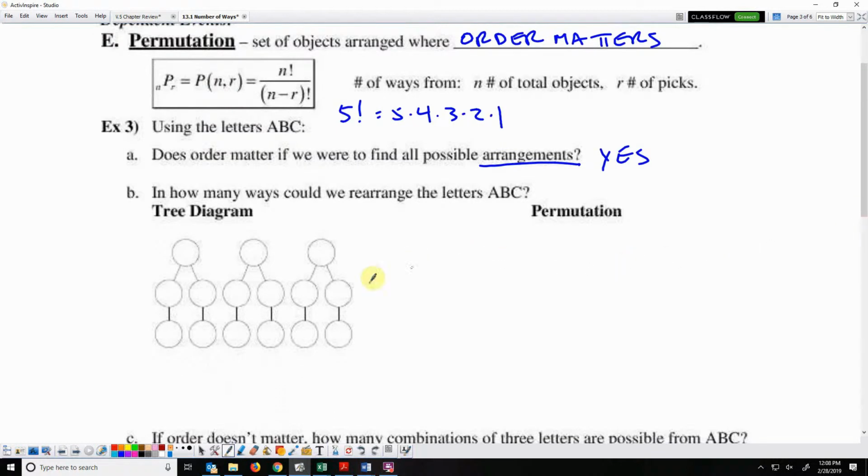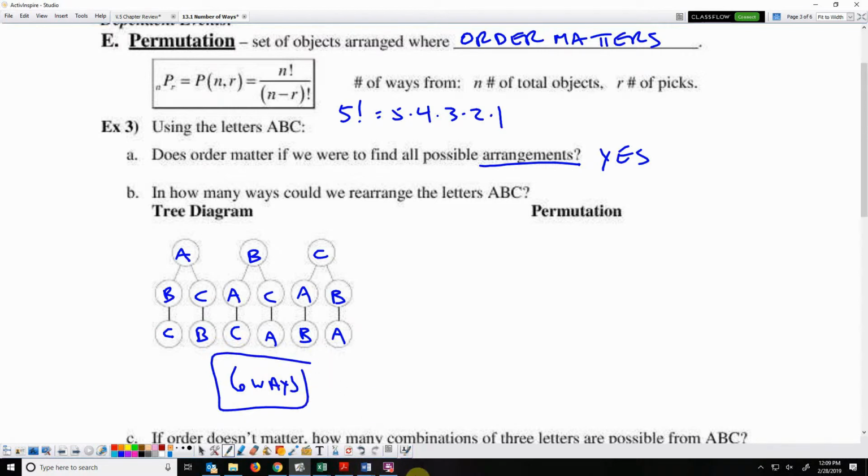Okay, so in a tree diagram, we could have A first, then B, then C, or we could have A first, then C, then B. We could have B first, then AC, or then CA. We could have C first, then AB, or BA. 1, 2, 3, 4, 5, 6 different options. So there are 6 ways to arrange the letters A, B, and C.